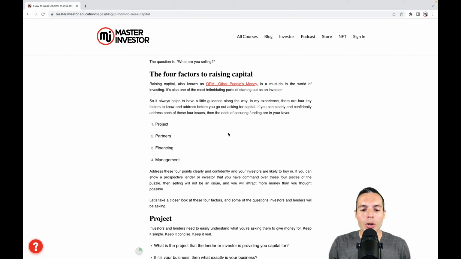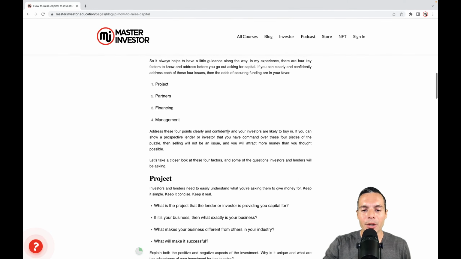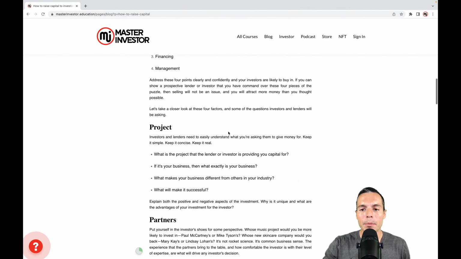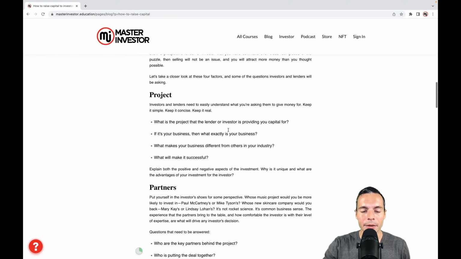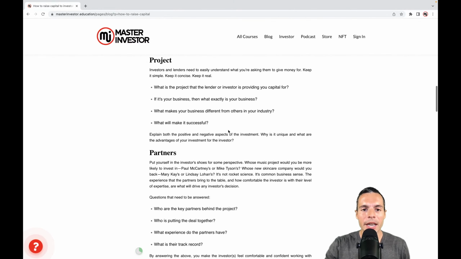Let's take a closer look at these 4 factors and some of the questions investors and lenders will be asking. Number 1, project. Investors and lenders need to easily understand what you are asking them to give money for. Keep it simple, keep it concise, and keep it real. What is the project that the lender or investor is providing you capital for? If it is your business, then what exactly is your business?